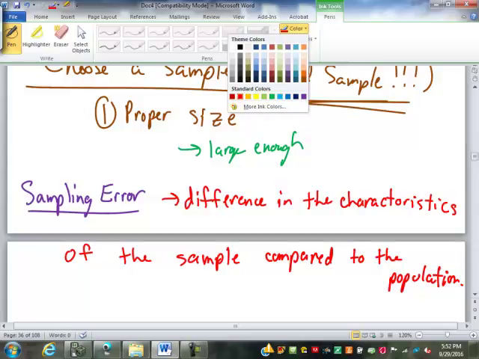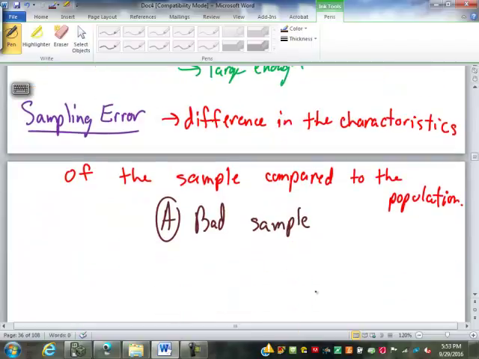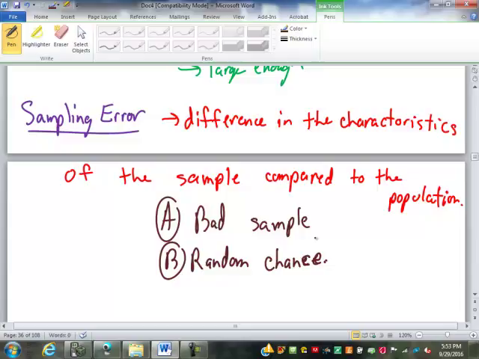So there are two causes of sampling error. The first one, or A, I'm going to call it, is a bad sample. The second one is just random chance. It's possible that I just randomly happen to select people, without trying and without doing anything wrong, I just randomly happen to select a large number of people that planned on voting for candidate A. Nothing I can do to stop that.